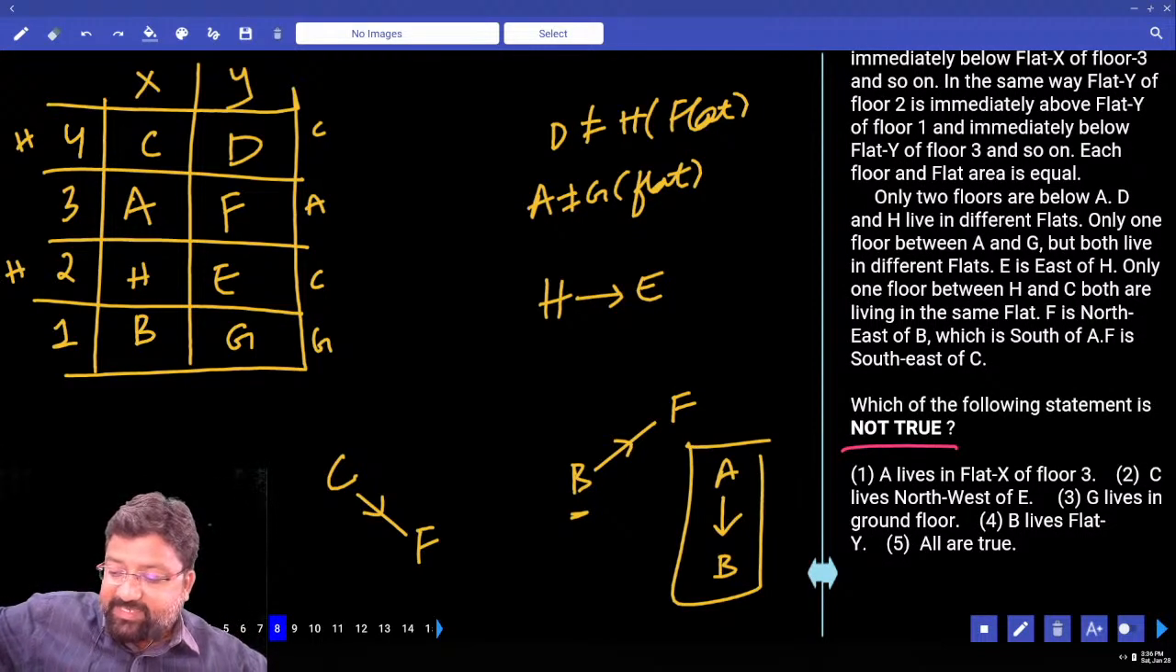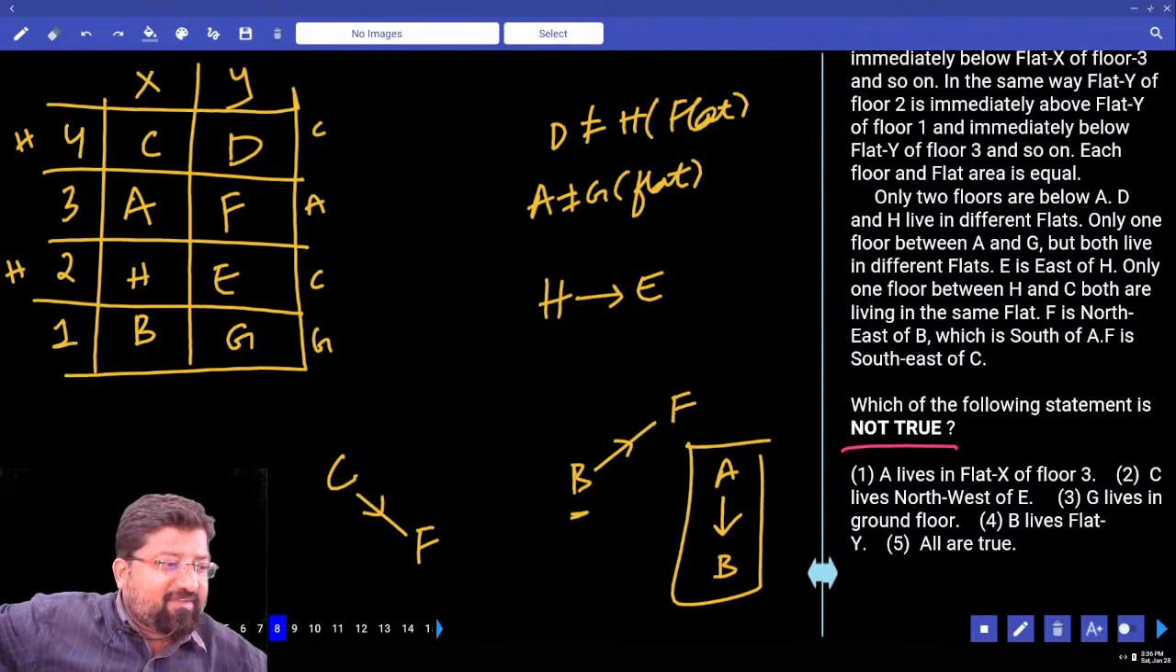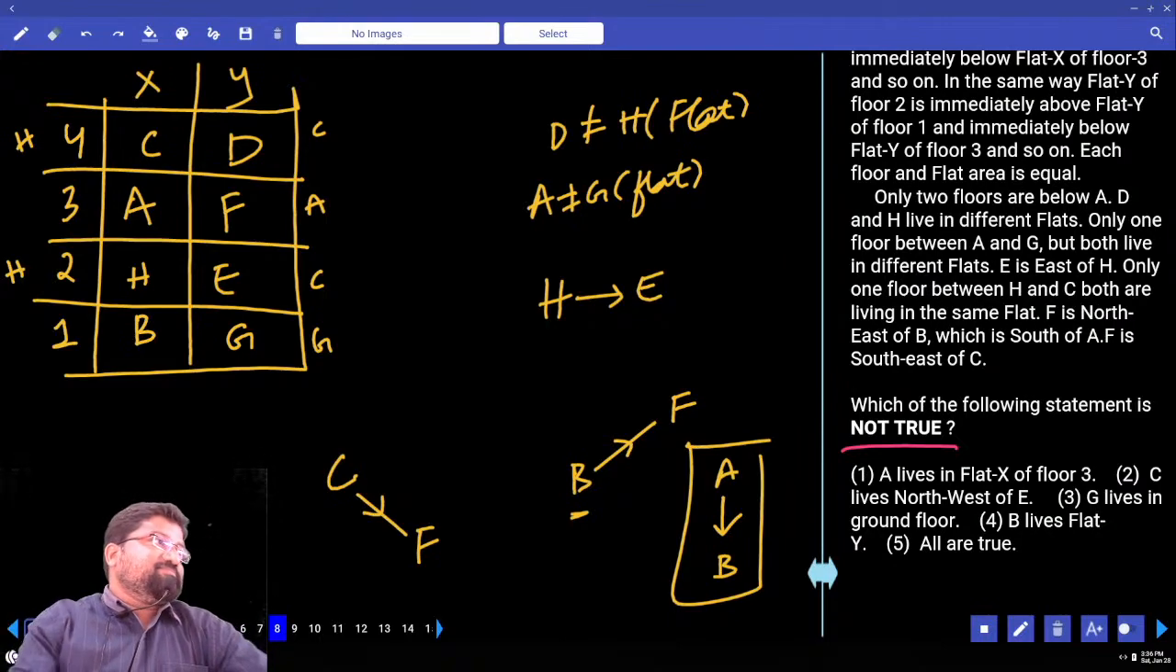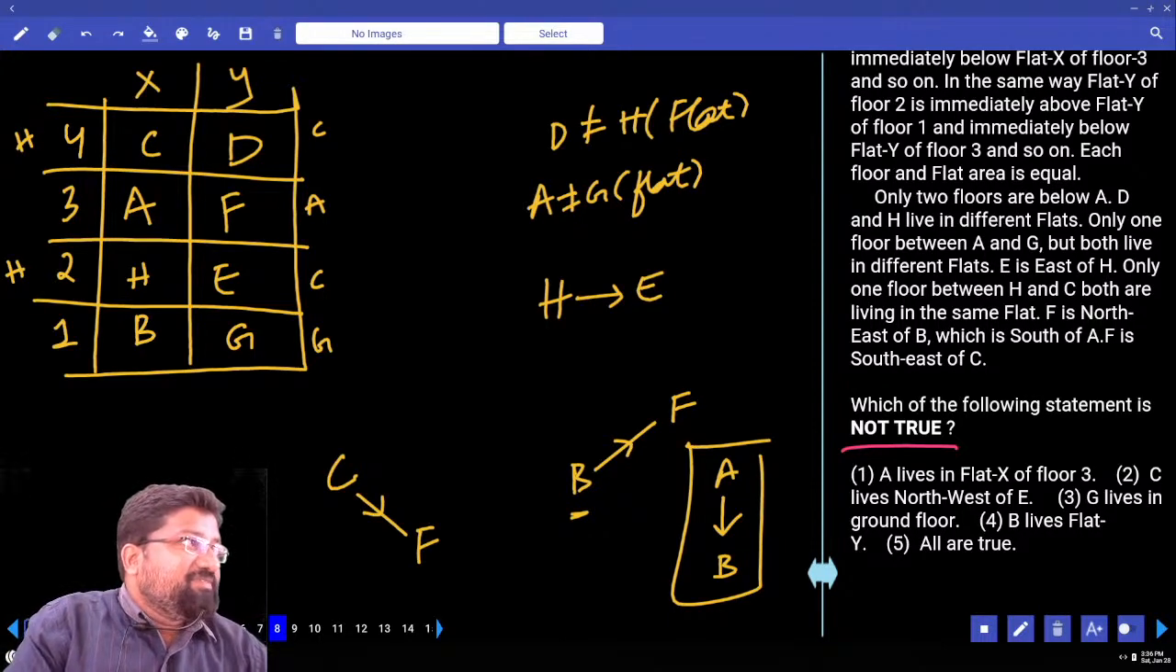A lives in flat X of floor 3. Is A living in flat X of floor 3? Yes, but I want the one which is not true. I want the one which is wrong. C lives to the northwest of E? Yes. D lives on the ground floor? Yes. B lives in flat Y? No. This is not true. B is living in flat X.